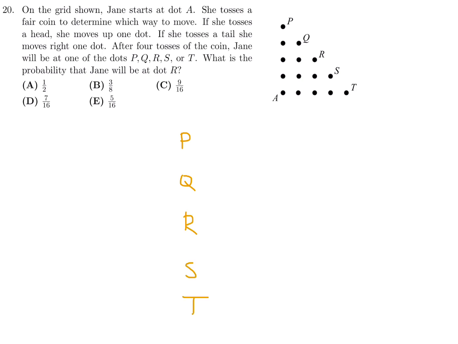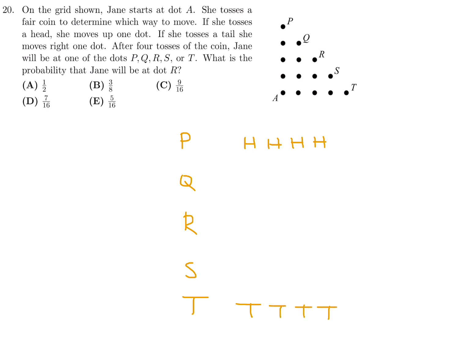So the only way to get to P is to go 1, 2, 3, 4. 4 up. And how do you go 4 up? By having 4 heads. Because if you toss a head, you move up. Okay. And then tail is very similar. Or T, I should say. The only way to get T is to go 4 across. How do you go across? By tossing a tail. So you have to toss 4 tails. So T, T, T, T.